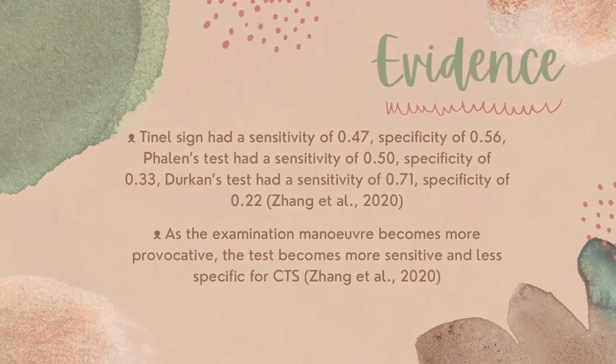Based on one of the latest studies in 2020, it is said that Durkan's test has the highest sensitivity and the lowest specificity among Tinel's and Phalen's tests. And as the examination maneuver becomes more provocative, the test becomes more sensitive and less specific for carpal tunnel syndrome.